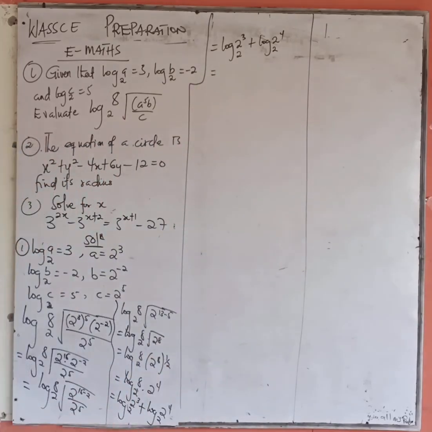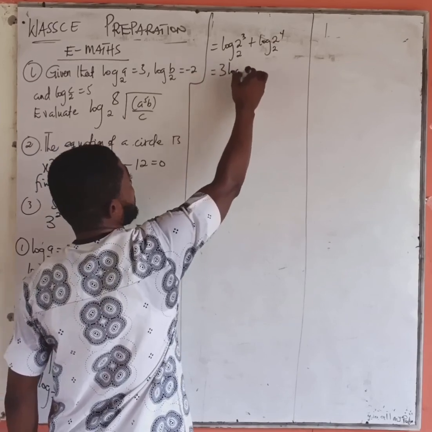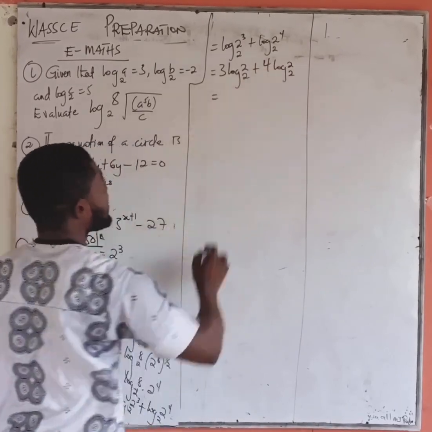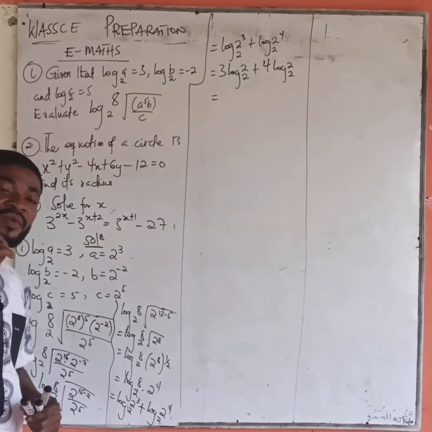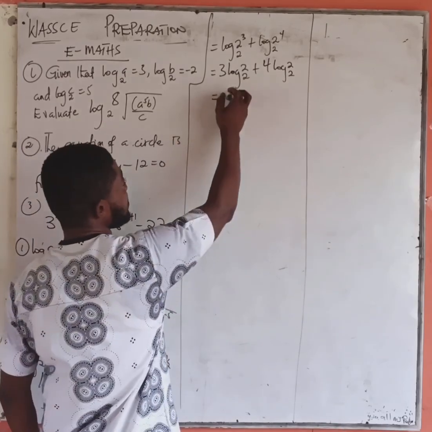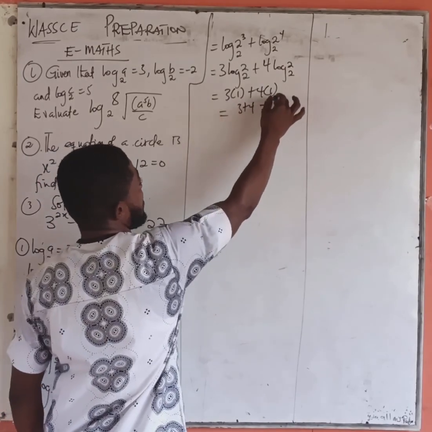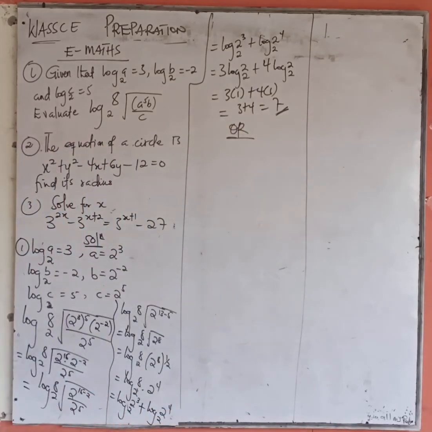I have log 2 to the power 3 base 2 plus log 2 to the power 4 base 2. I can bring the powers before the log. If I do so, I get 3 log 2 base 2 plus 4 log 2 base 2. Log 2 base 2 is equal to 1. Any log of a number to the same base is 1. So 3 times 1, 4 times 1, I get 7.